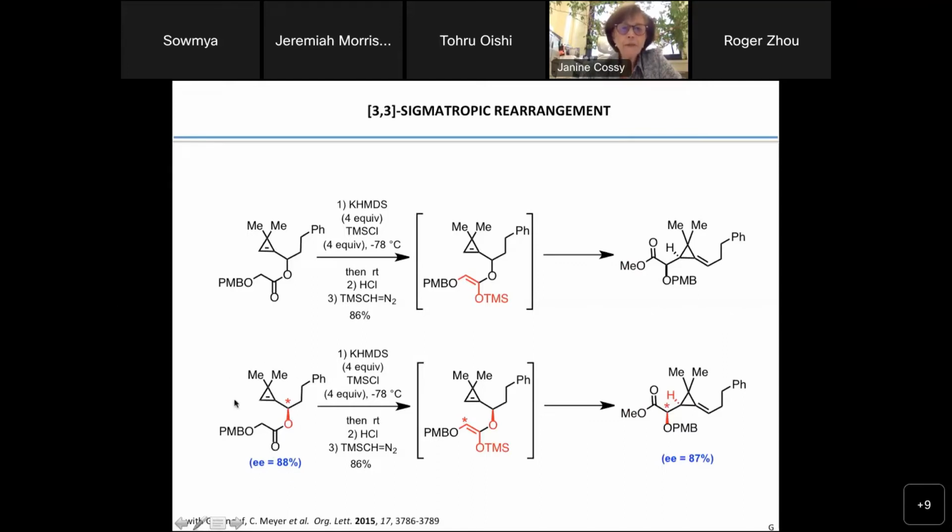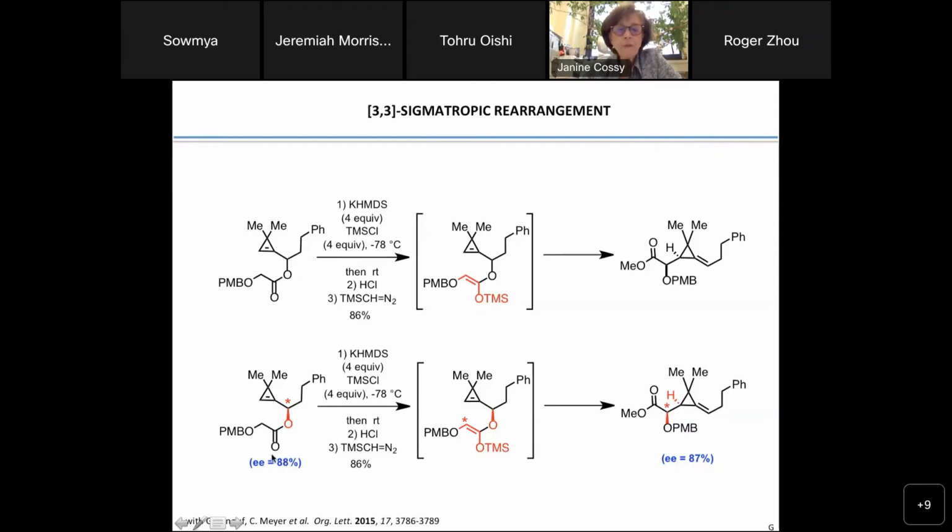If you are treating this product under the same conditions as previously, KHMDS, TMSCl, and then you raise the temperature from -78 to room temperature, treatment of the reaction media with HCl, and then by using TMS diazomethane, you get the formation of the desired compound with the control of these two stereogenic centers, via this kind of intermediate as previously.